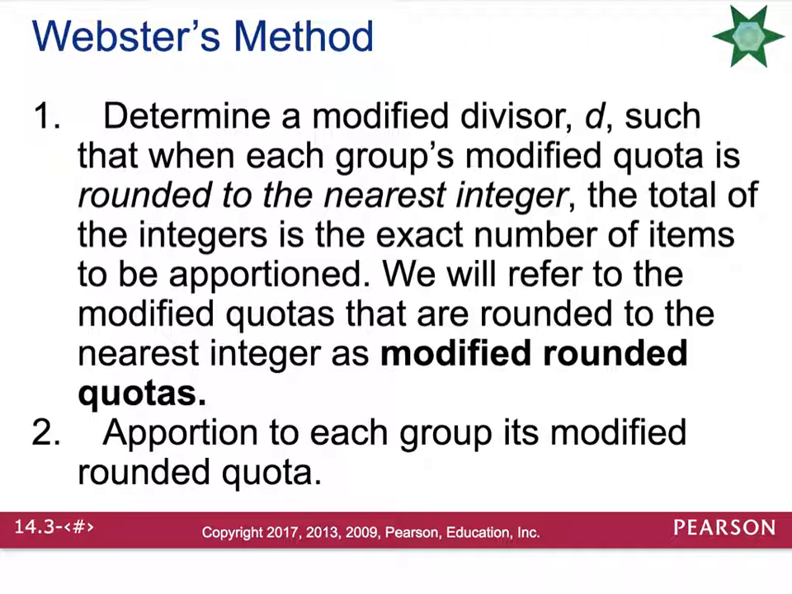The third method we'll talk about is Webster's method. When you use Webster's method, you also have to determine a modified divisor D. But this modified divisor is one that's rounded to the nearest integer, so the total of the integers is the exact number to be apportioned. We will refer to the modified quotas that are rounded to the nearest integer as the modified rounded quotas. Once you have this figured out, then you'll apportion each group its modified rounded quota.